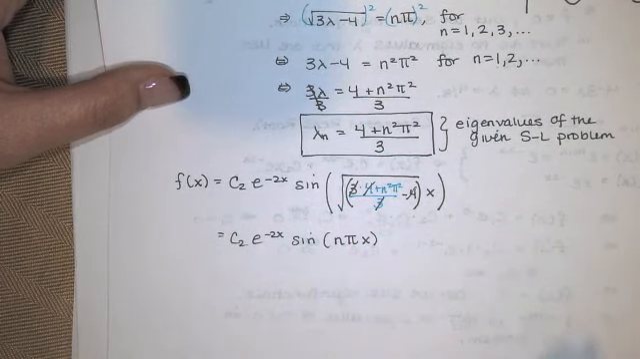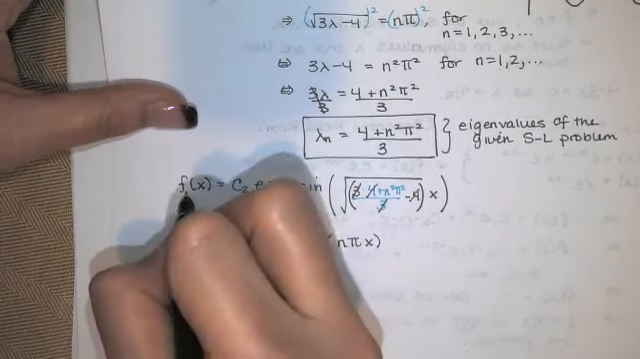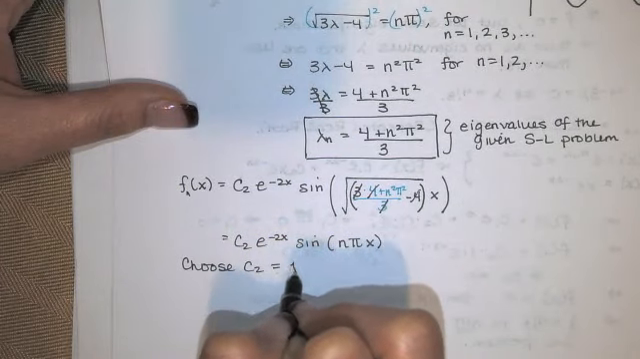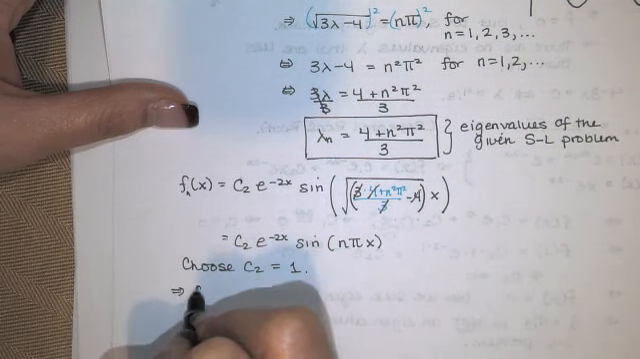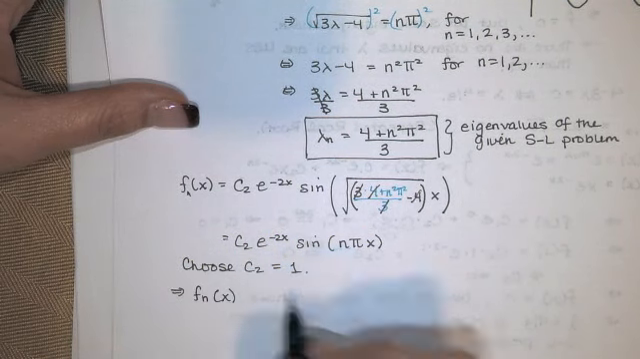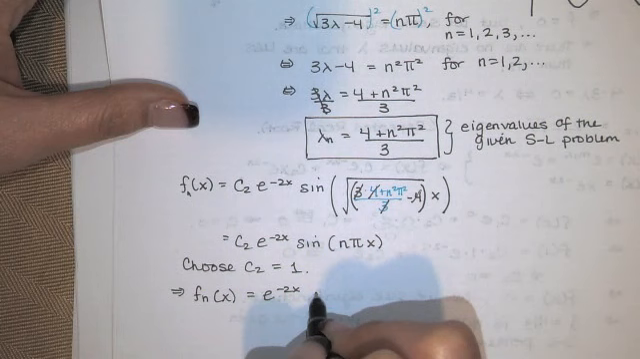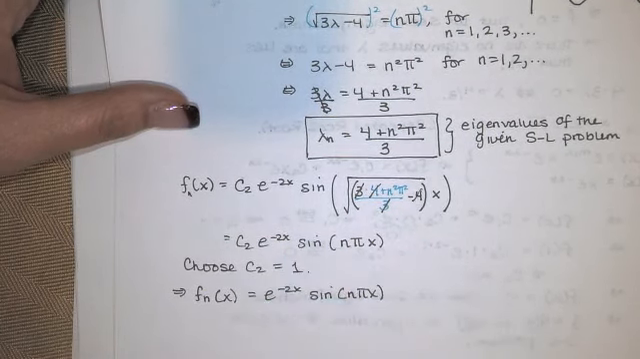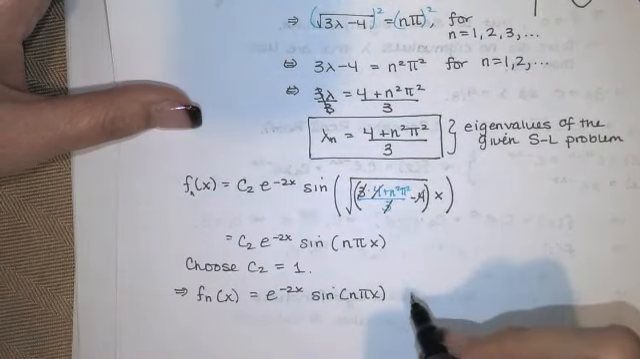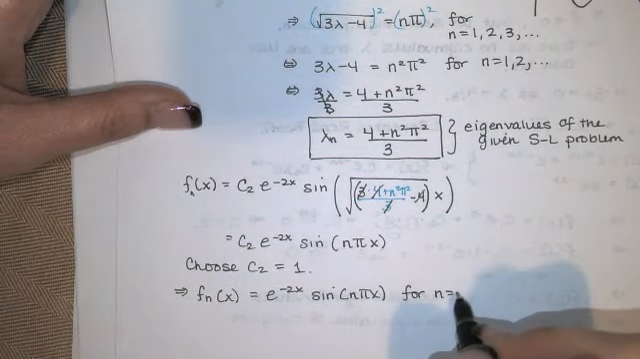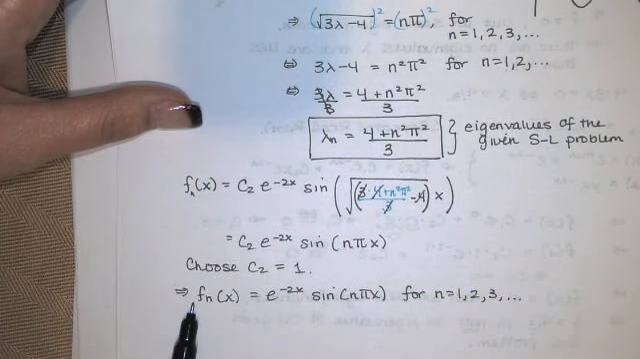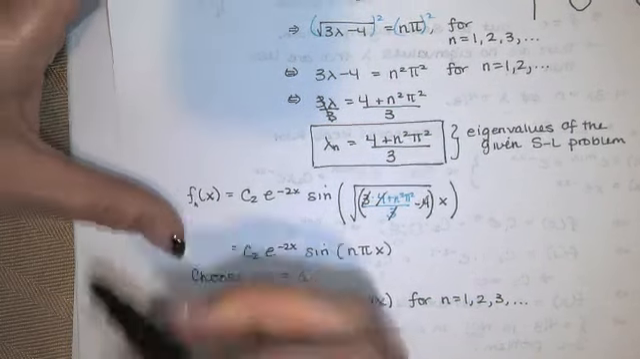Now we don't want that constant out front. So typically we would choose C2 to equal 1. And then our eigenfunctions are e to the negative 2x times sine of n pi x. Now we'll get different functions for every value of n. This is for n equals 1, 2, 3, and so on. So instead of writing f of x over here, we're going to write f sub n of x.